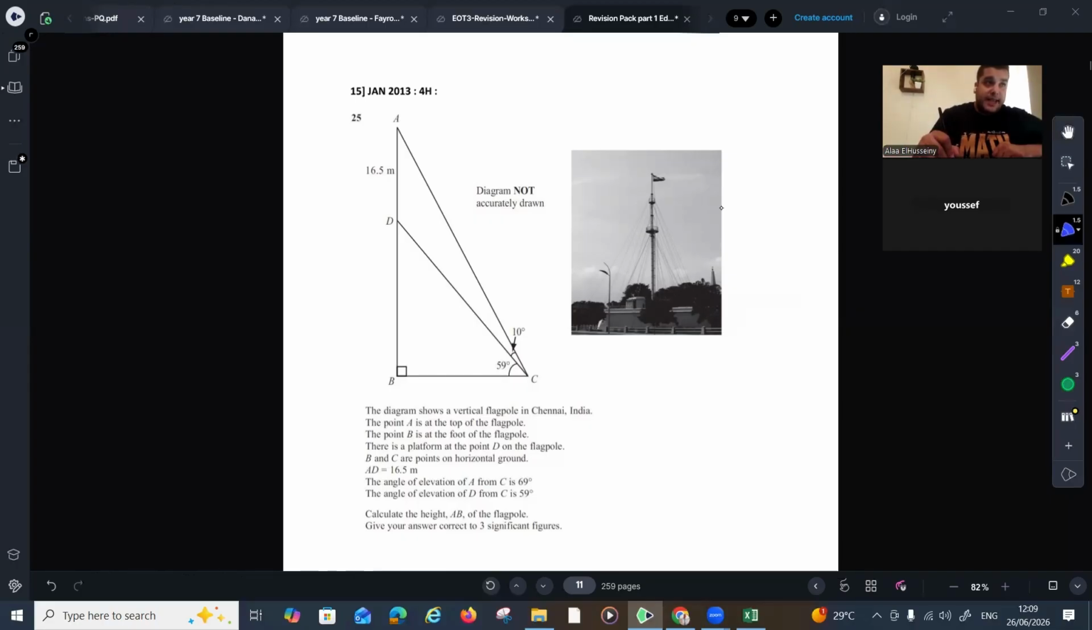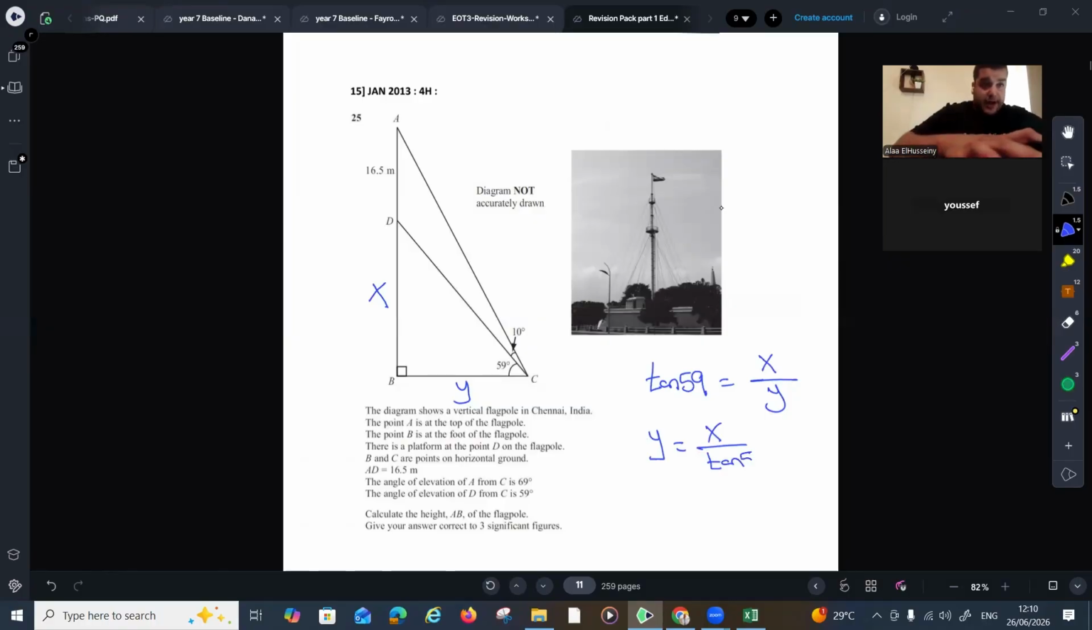Let's name the BD as x, and the BC as y. Okay? So, let's take the smaller triangle, BCD, or CBD, because we have the right angle, so we have to put it in the middle. So tan 59 equals the x over y, right? So the y equals x over tan 59. Do you agree?